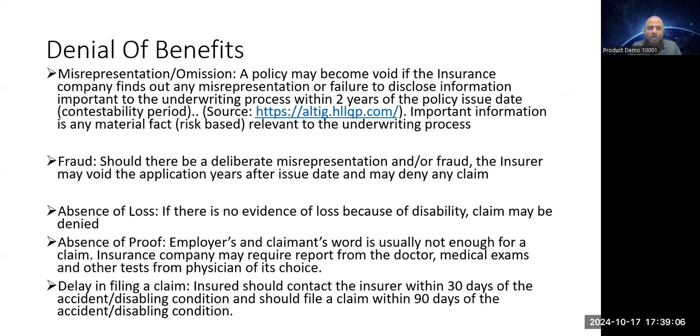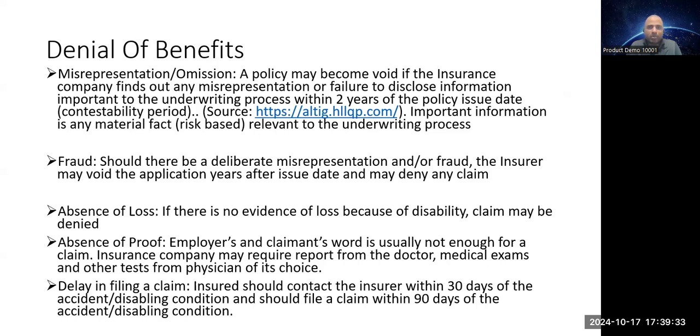so 2 years after the policy was issued, they check what they can do for you. They basically go ahead and either increase your premiums or change your benefit period, for example. Now, if this misrepresentation was done deliberately, if it was a fraud, they might just go ahead and null and void your coverage. Cancel your coverage altogether.